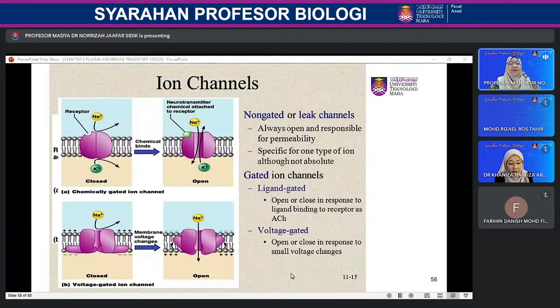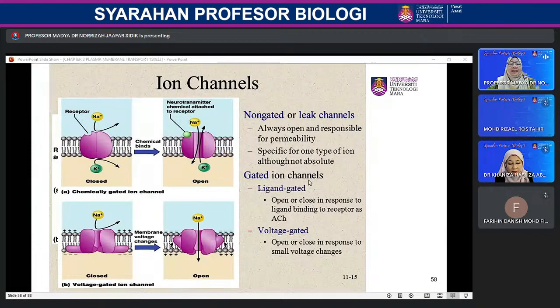Okay, so now we look at the chemically gated ion channels here. This is a non-gated or leak channel here, right? Non-gated or leak channels are always open and responsible for permeability, specific for one type of ion, although not absolute.